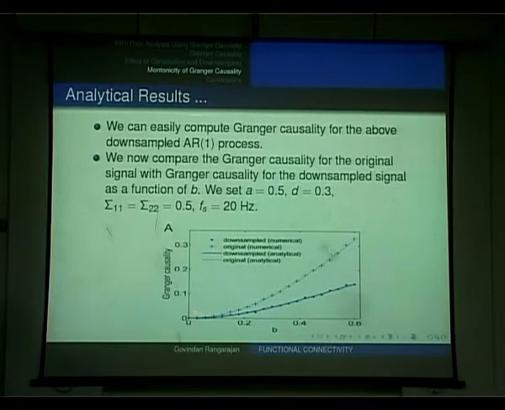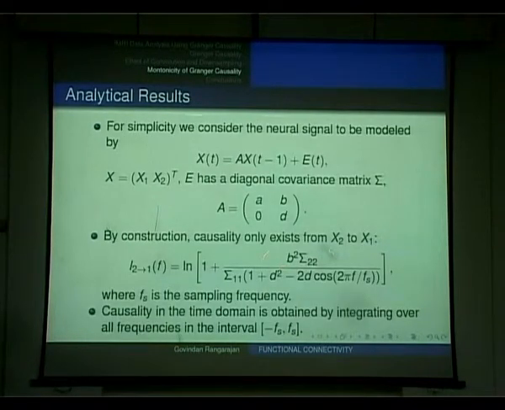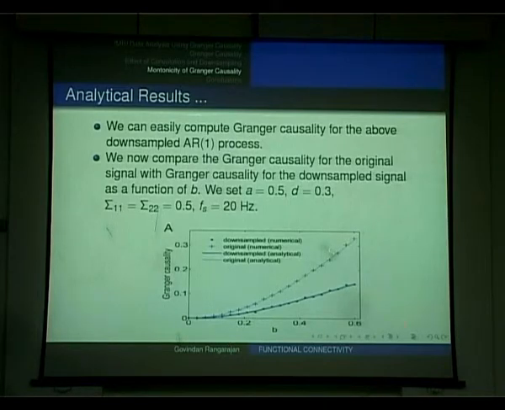So the original signal is this. The parameter b essentially tells you, if I go back to this expression, b appears here. So as b increases, the Granger causality increases. And if b is 0, Granger causality goes to 0. So that is the off diagonal term here. So you see that as b increases, indeed in the original signal without downsampling, of course, the Granger causality increases. But even after downsampling, even though the change is different, still it increases.